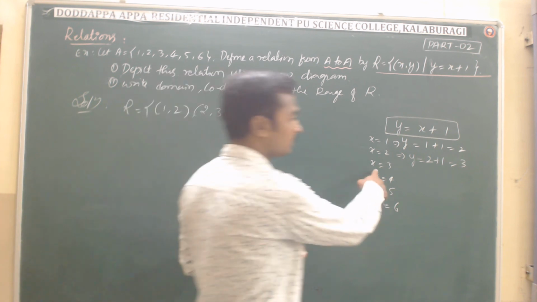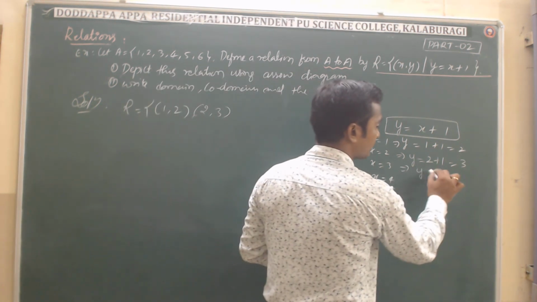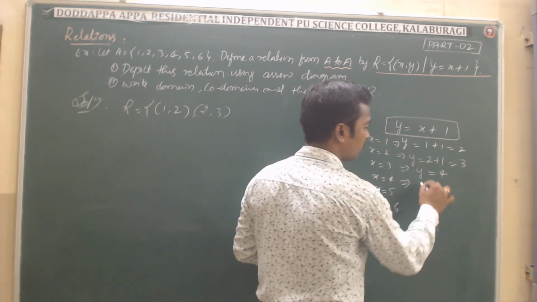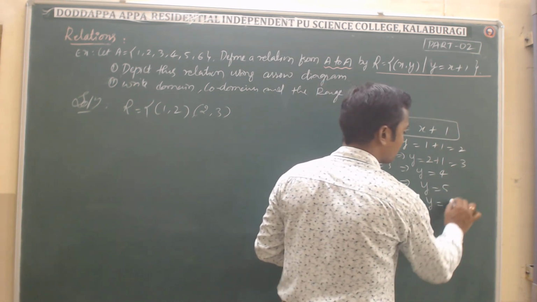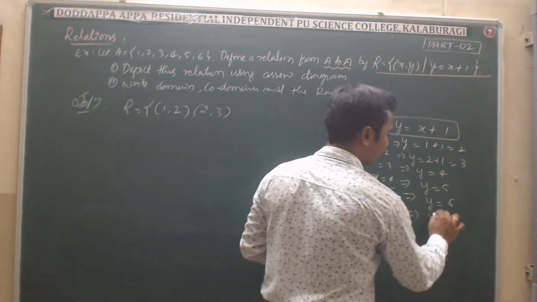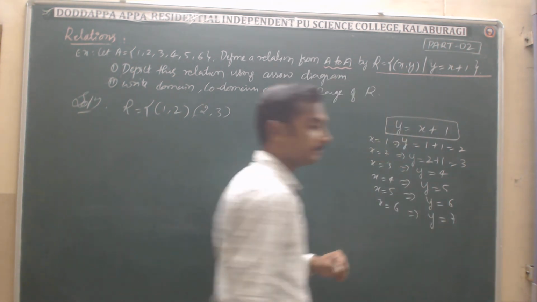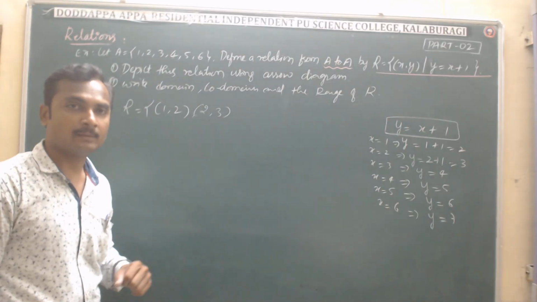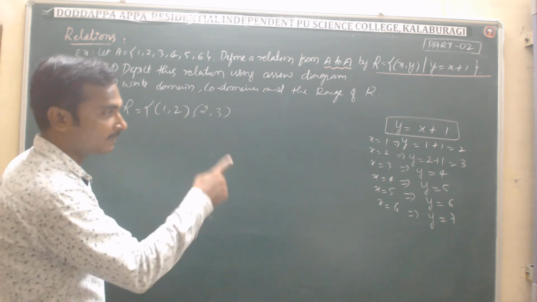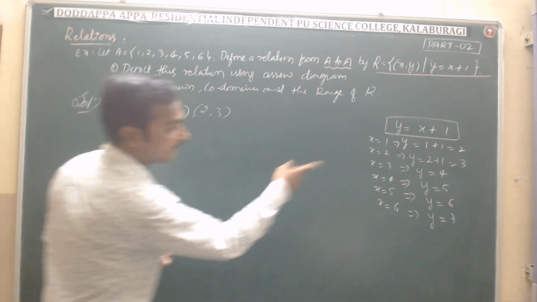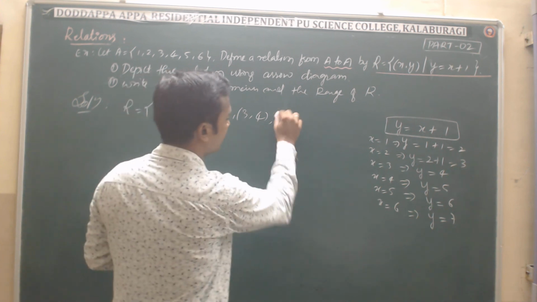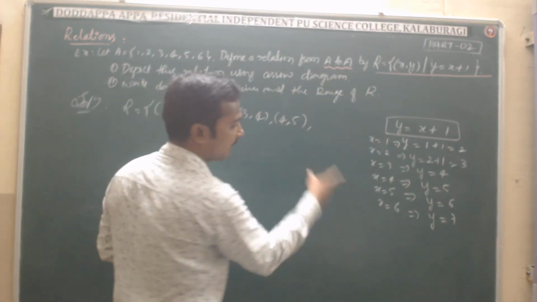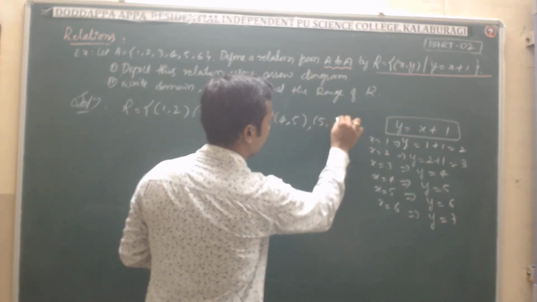Similarly, x equals 3 will give you y equals 4, x equals 4 will give you y equals 5, x equals 5 will give you y equals 6, x equals 6 will give you y equals 7. But let us take (2, 3), after that (3, 4), after that (4, 5), after that (5, 6).